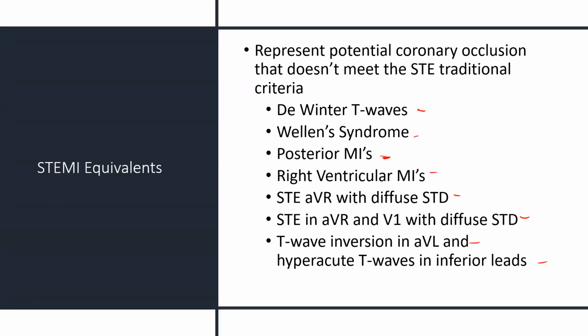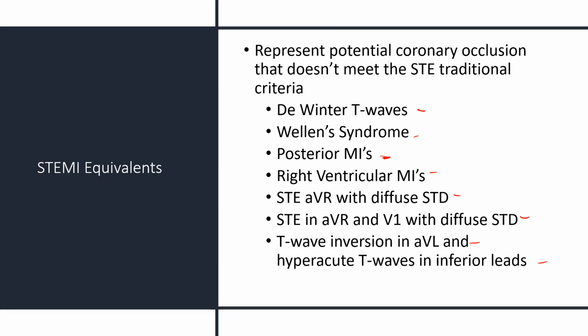So again, posterior MIs, RVMI. You also got your ST elevation in AVR. This is also known as your forgotten lead with diffuse ST depression. So you're seeing multiple leads with ST depression, doesn't matter where it is, and you're seeing AVR elevation. Do consider that is potentially a STEMI equivalent.